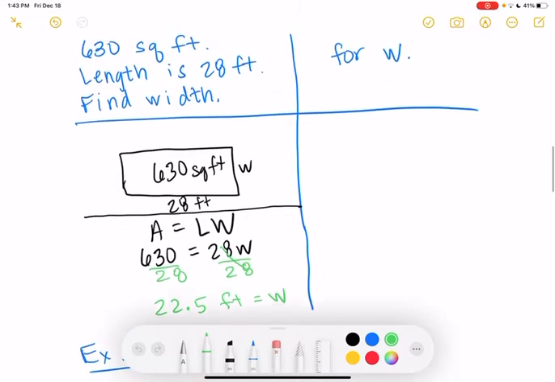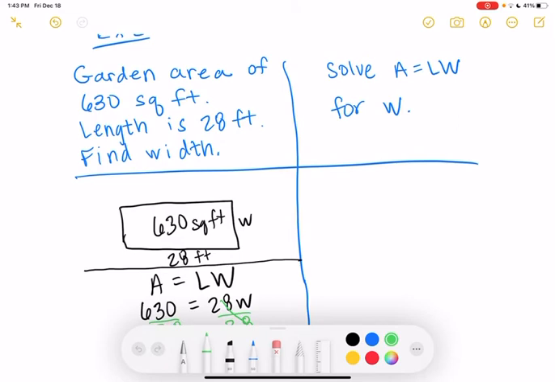Okay. So now over here, solve A equals LW for W. Okay, so we have A equals L. I'm going to put the W in red so we can remember what we're trying to solve. So I have to get that W by itself. You know what? Let's even highlight it too. That's what I'm trying to get by itself.